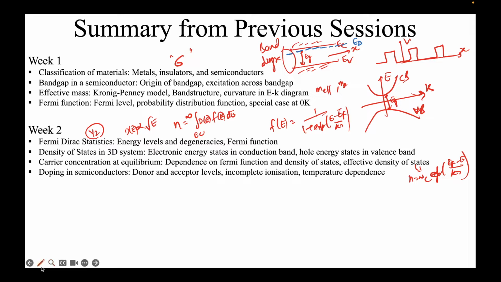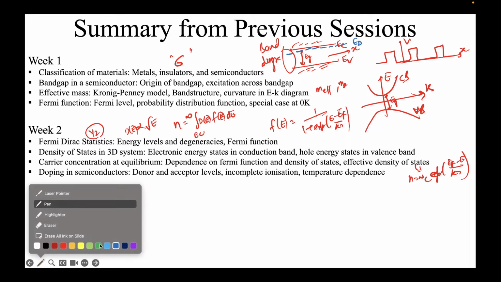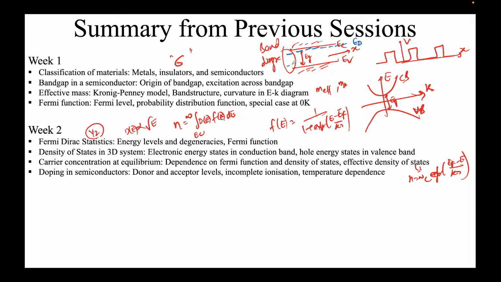Similarly, we saw something called the acceptor level, which is usually in the lower half of the gap. What can happen is that the electrons in the valence band can jump to this acceptor energy level, and thus now the holes can contribute, because now holes can move relatively freely.